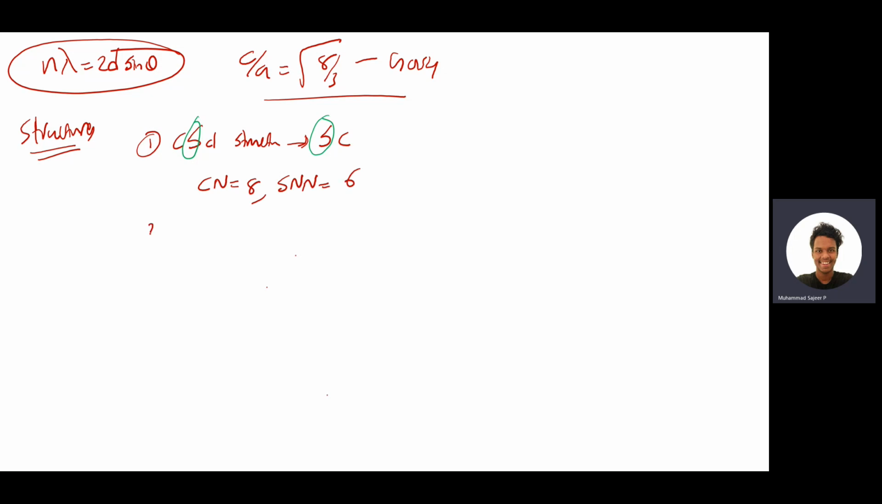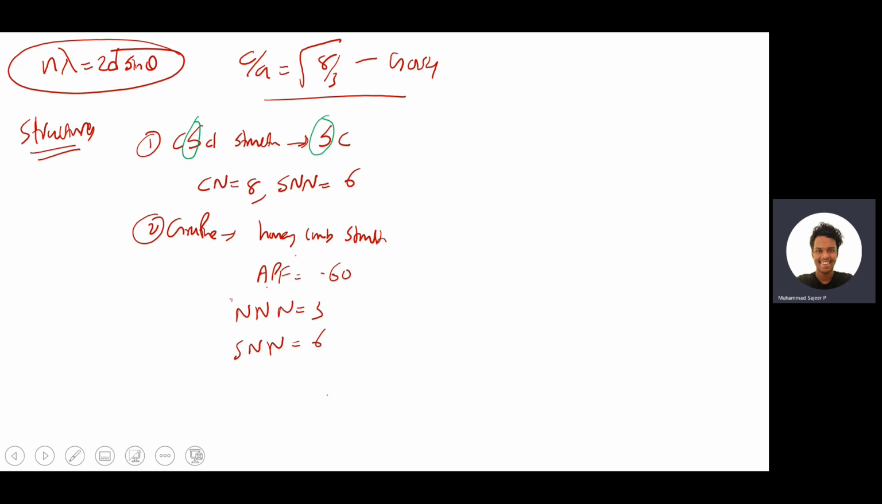Okay, next one is graphene. Graphene is actually a honeycomb structure. You may have seen the structure, right? If not, just Google it and you will get the structure. Its APF, atomic packing fraction, is around 0.60. The number of nearest neighbors is 3, the second nearest neighbors is 6. Its area of unit cell is 3 root 3 a square by 2. I think those are not important, but still it may be asked.